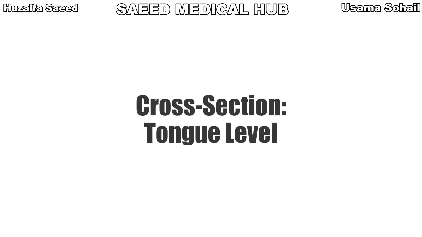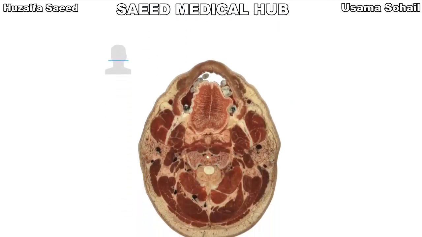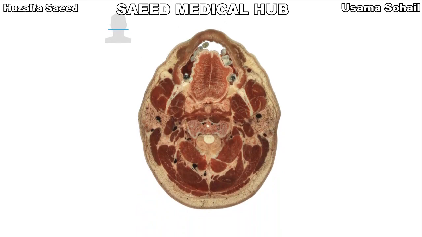Knowledge of this cross-section is especially important when looking at MRI or CT scans of the head. So hopefully by the time we finish this tutorial, you have a clearer idea of the structures we can see at this level.